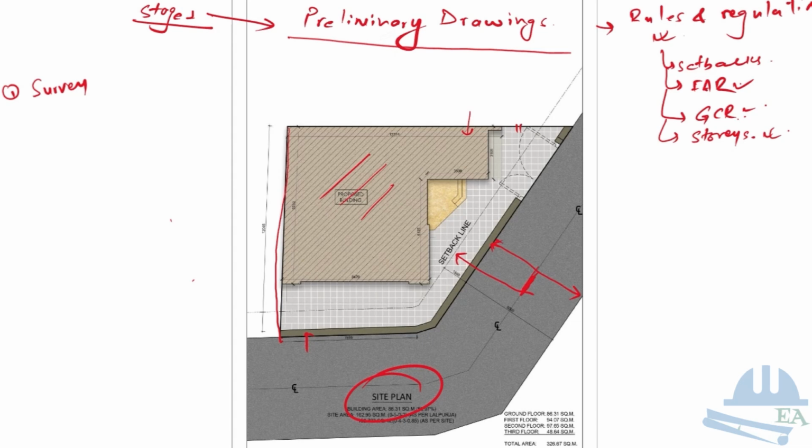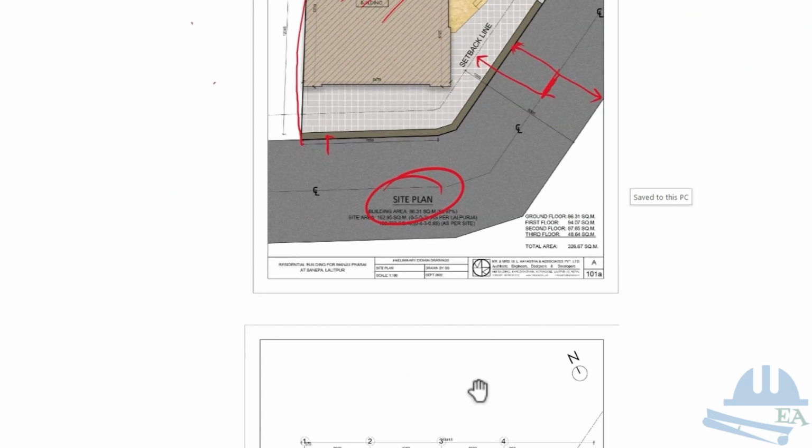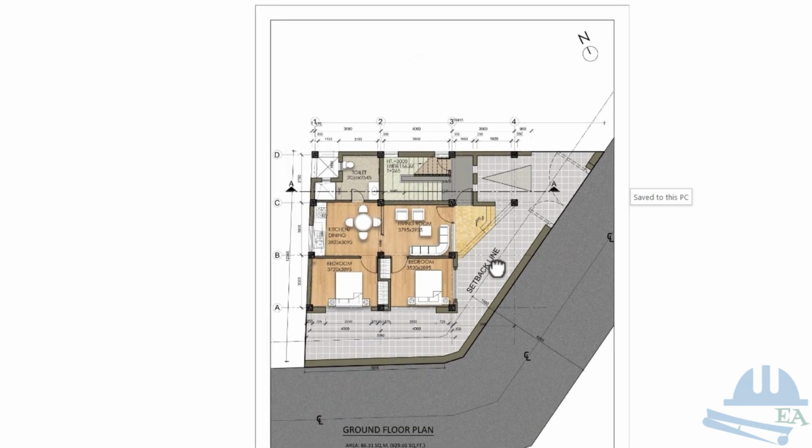So this is my site plan, you can see. The site plan is basically your building placed on your plot line and how it looks. So this is my first preliminary drawing, that is my site plan. So once I have all these things in place, the next thing that needs to be done is that you have to prepare the floor plan.